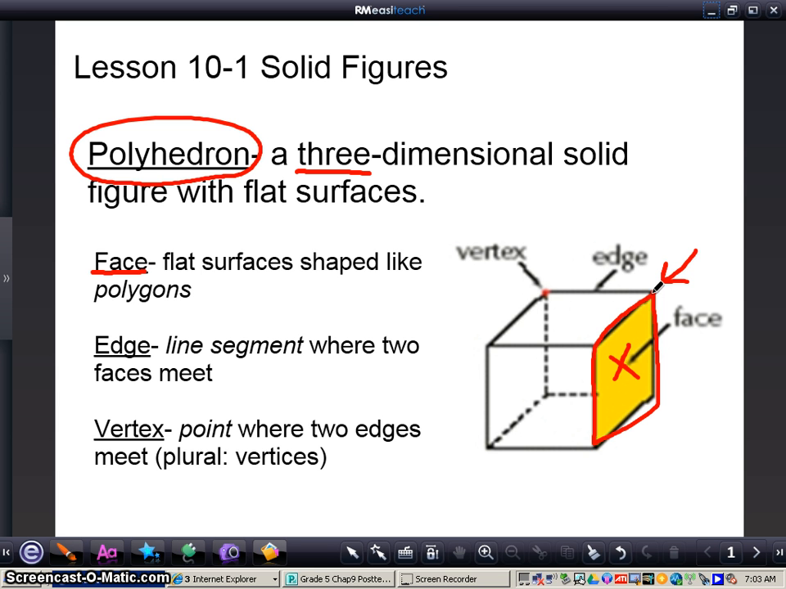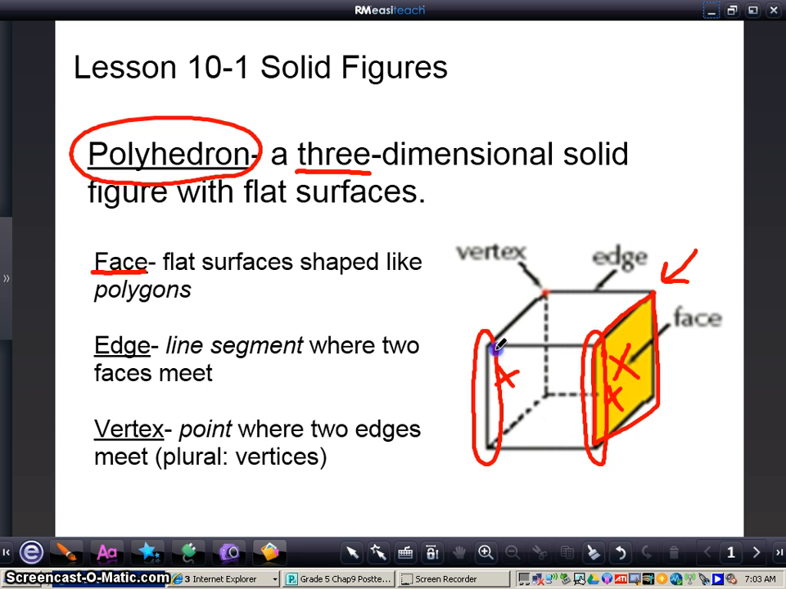Now the next thing that we're going to look at, the next term, would be the edge. That's a line segment where two faces meet. So you can see, even though it's not shaded in, this white part right here and this yellow part right here, they meet right at this spot, and that would be considered an edge. Another example of an edge would be this part of my cube right there.